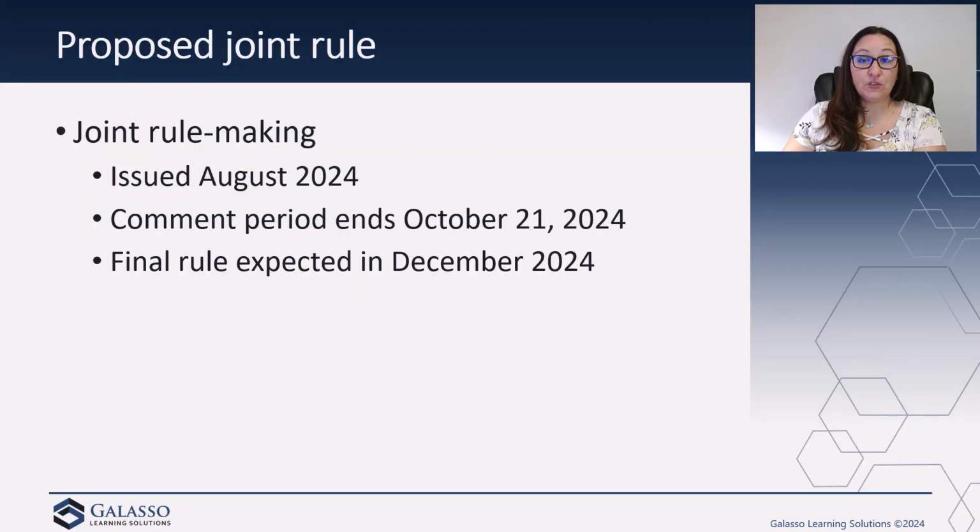The proposed joint rule was issued in August 2024, with a comment period open until October 21st, 2024. The final rule is expected by the deadline of December 23rd, 2024.